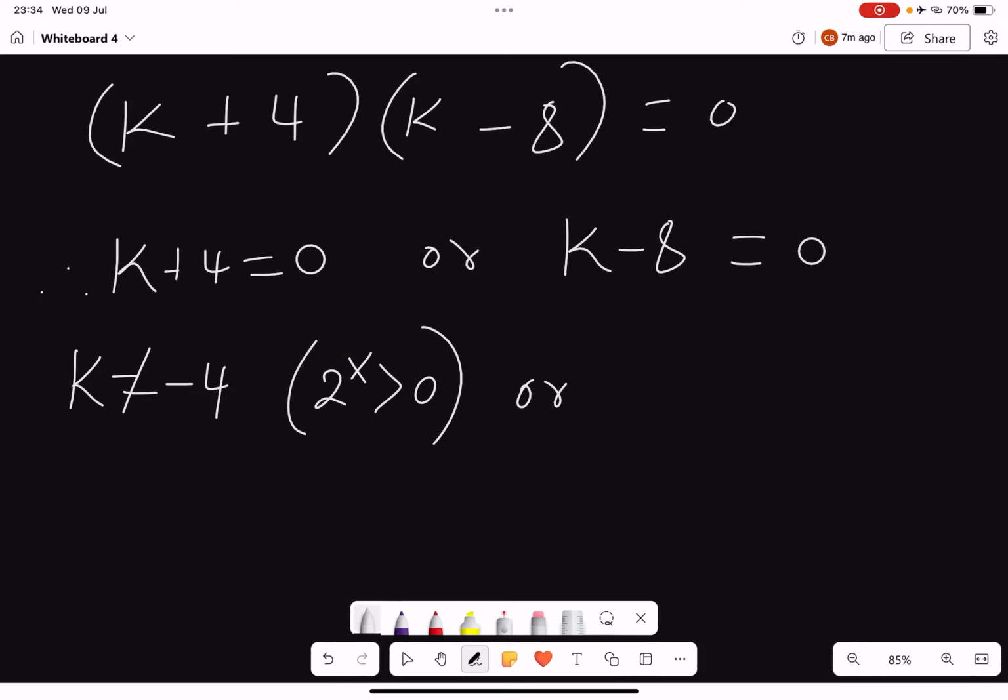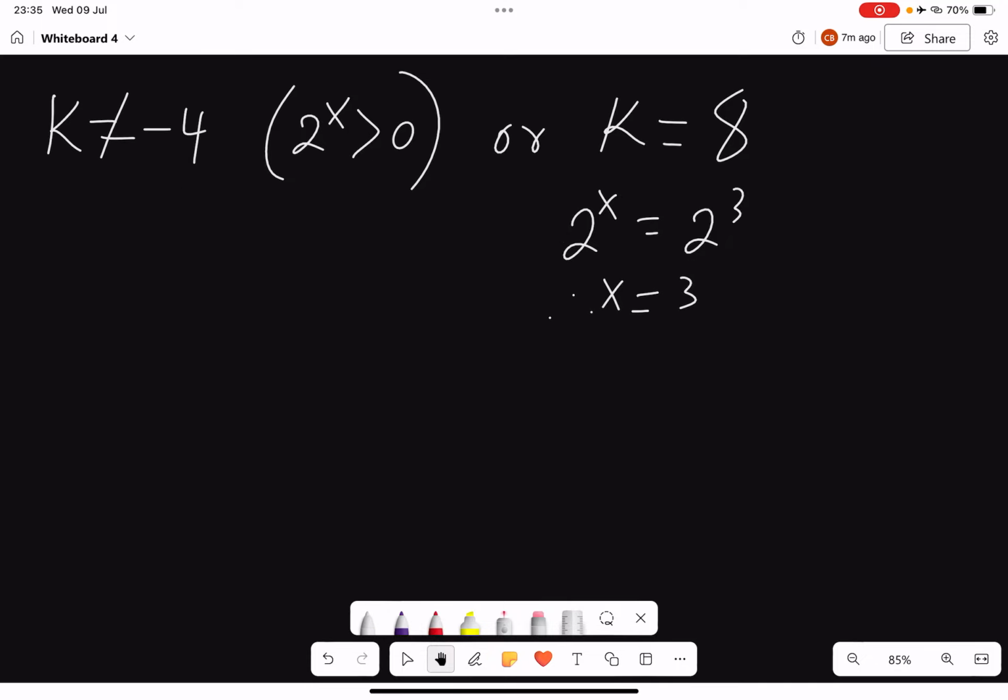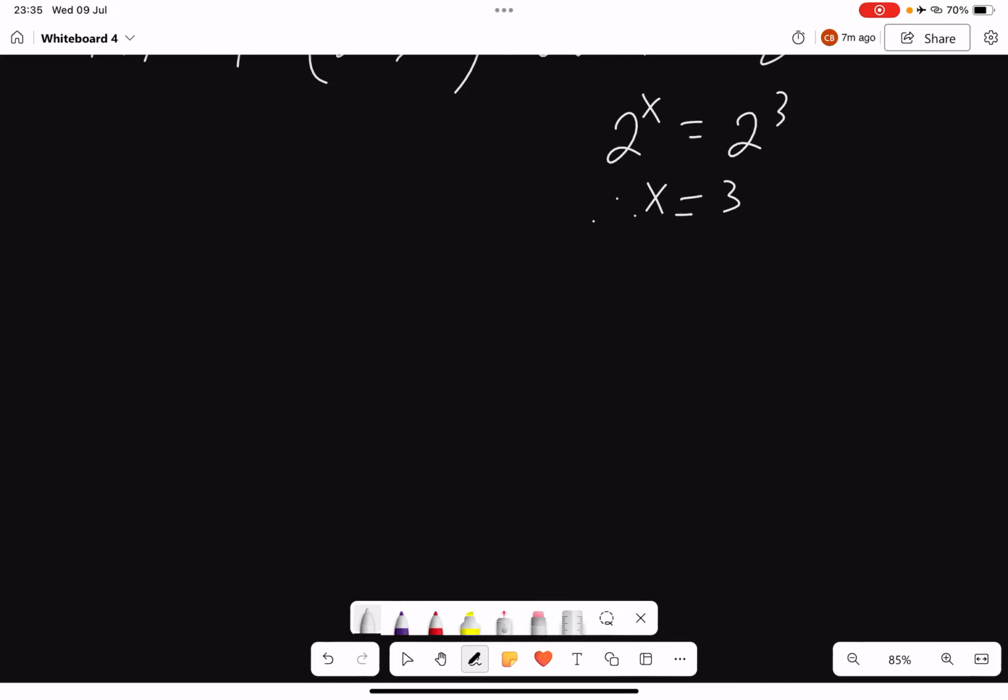On this side we're going to have k equals 8. But remember, k is 2 to the x. 8 can be written as 2 to the 3. Therefore, x equals 3. And that is the solution for 1.1.4 of this question paper, ladies and gentlemen.